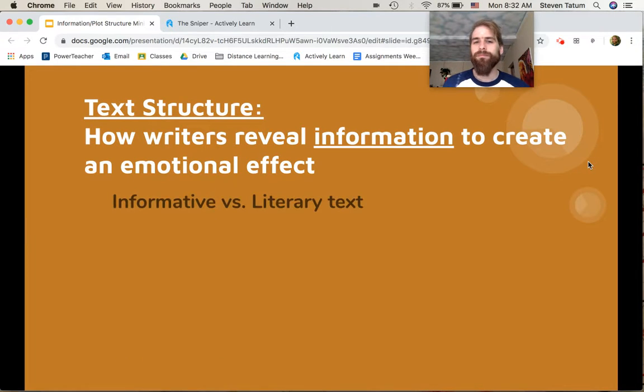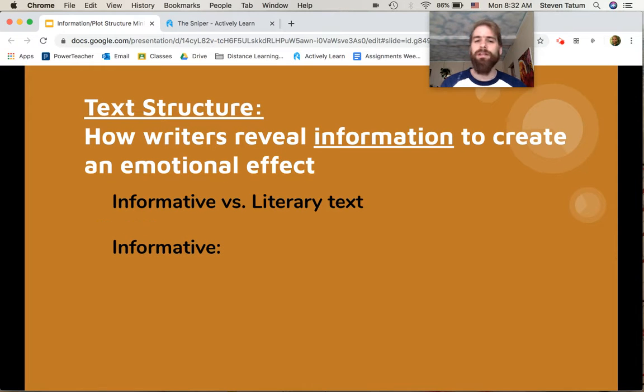So, one quick note about the difference between informative text versus literary text. Obviously, revealing information is the whole point of informative text, like news articles and nonfiction. And so the structures that writers of informative texts follow are going to be different than what writers of literary texts follow, who are not so much trying to inform you as entertain you.